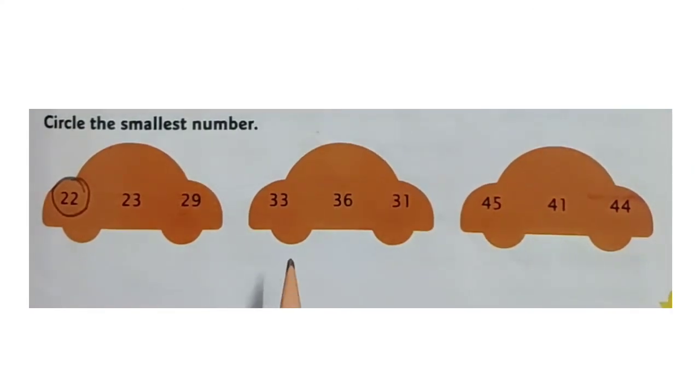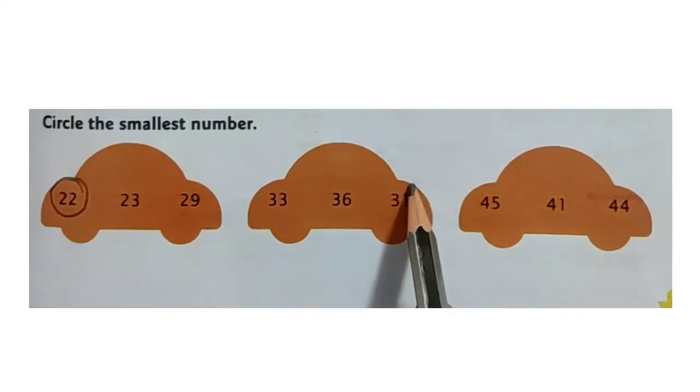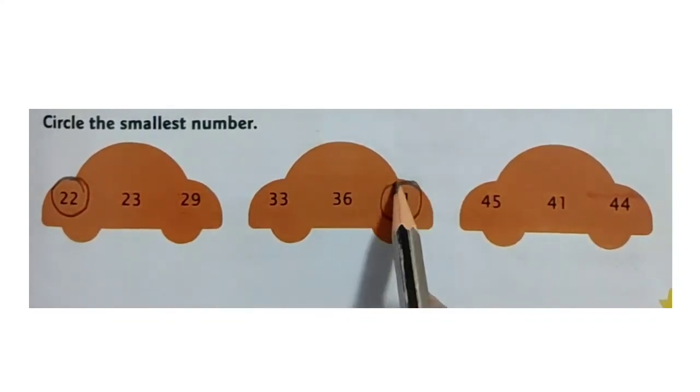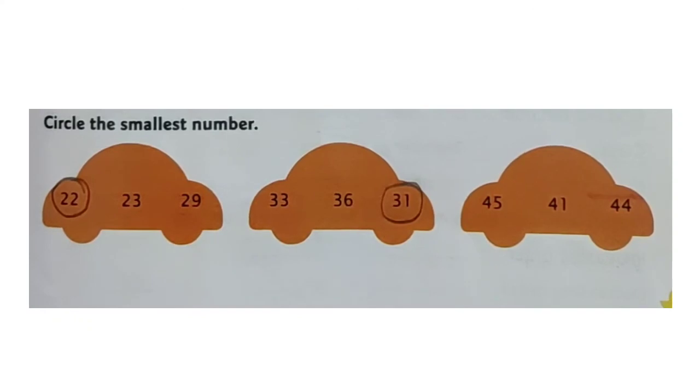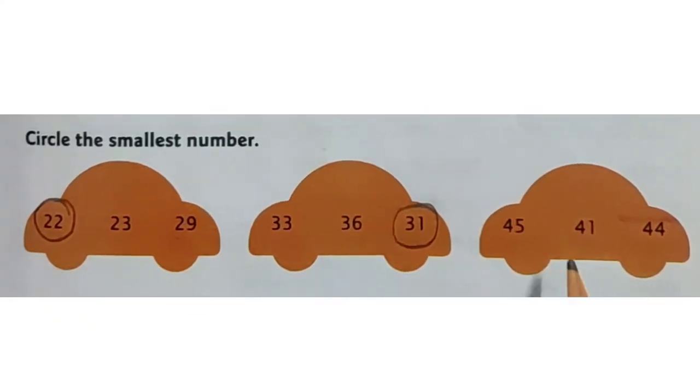Now let's move for the second question. The given numbers are 33, 36 and 31. All are having 3 in their tens place. So go in for the next ones place. It is 3, 6 and 1. So 1 is smallest. Circle 31. 31 is smallest of the three given numbers. Children, you try the next sum.